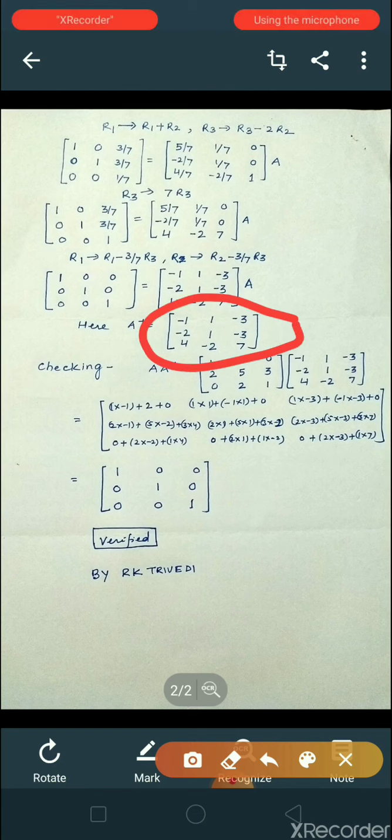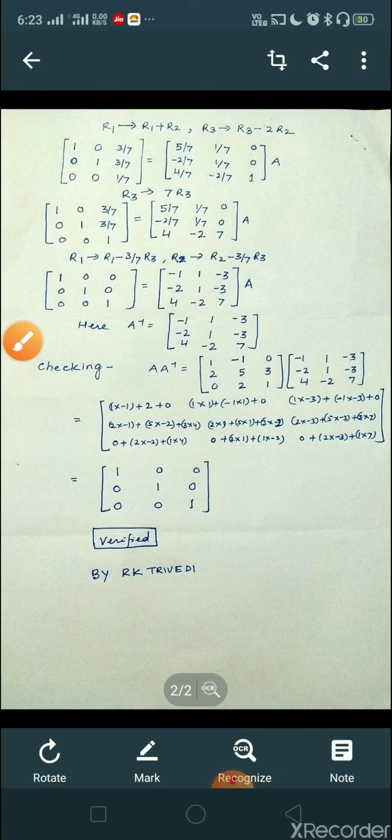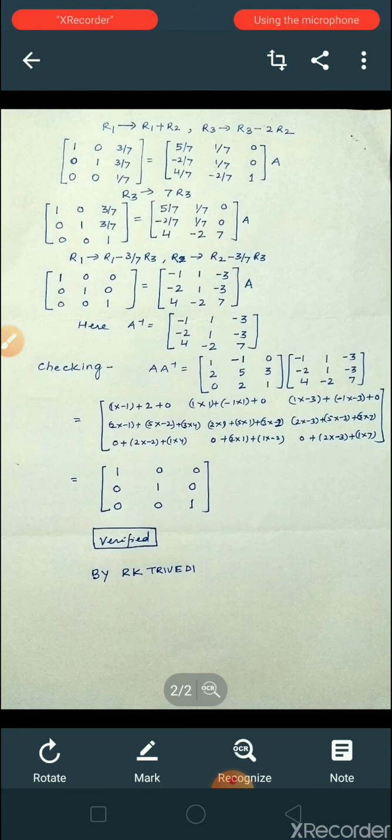So I think this is very simple if we follow certain steps which I listed on the previous page. So you try solving other problems too.